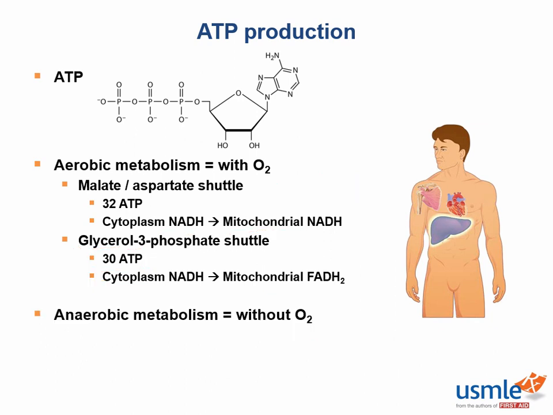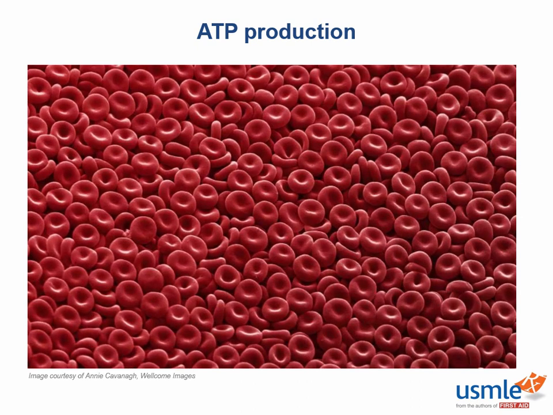Now, for anaerobic metabolism, this takes place only within the cytoplasm of the cell, and it does not require oxygen. And can you think of which cell type in the body anaerobic metabolism is the only source of ATP? A hint here is which cell types, when mature, lack mitochondria. There you go, the red blood cells. Remember, red blood cells lack organelles, and therefore they lack mitochondria, so they only use anaerobic metabolism to produce ATP.